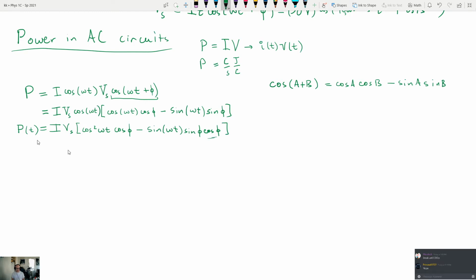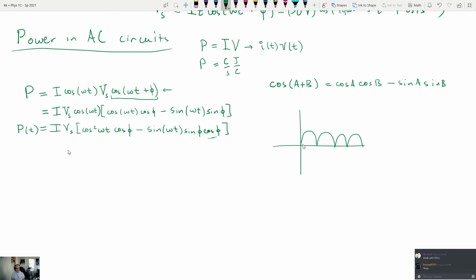Okay, now, this is the power as a function of time. And I suppose it's possible, if phi was equal to zero, for example, let's say we let phi equal zero and look at what happens to this initial function that we had here. When phi is equal to zero, this becomes a cosine squared function. And that means that our power as a function of time is going to follow what a cosine squared function looks like. And a cosine squared function looks something like this, right?